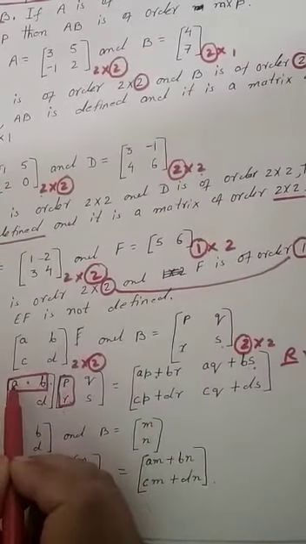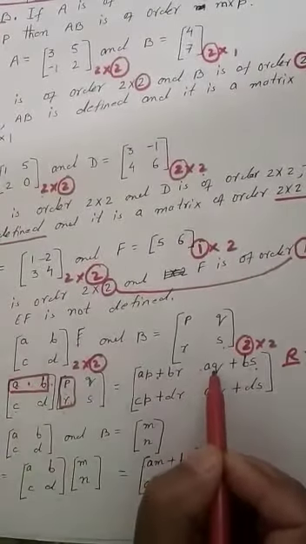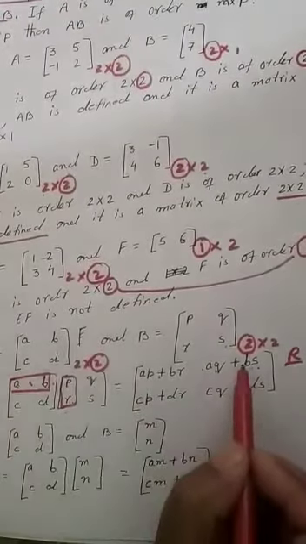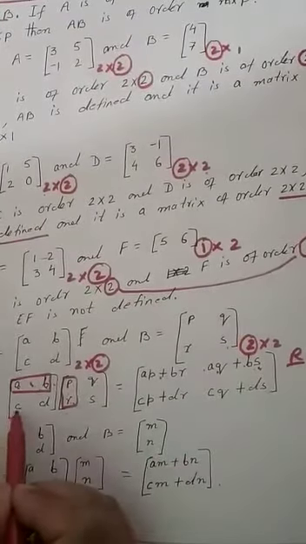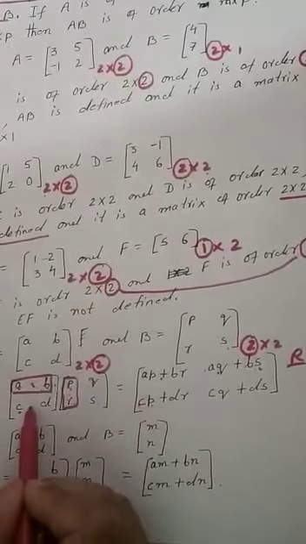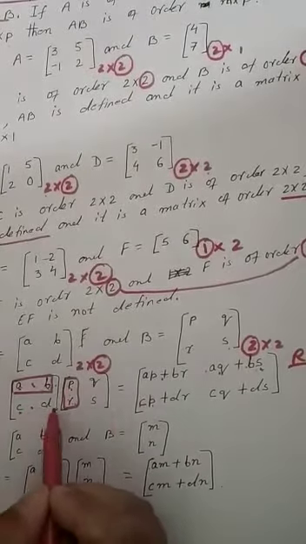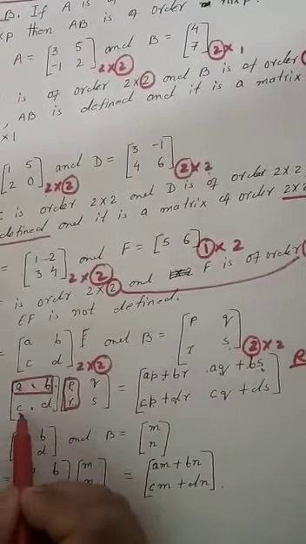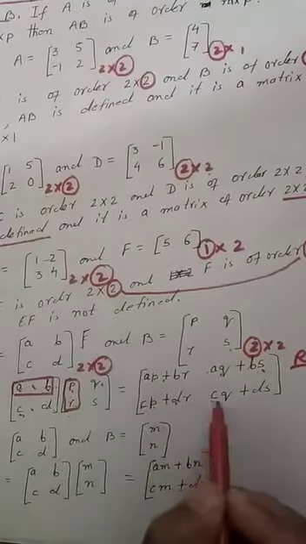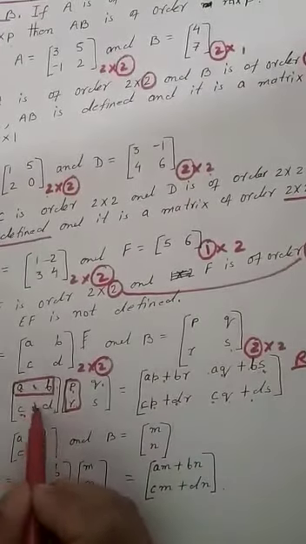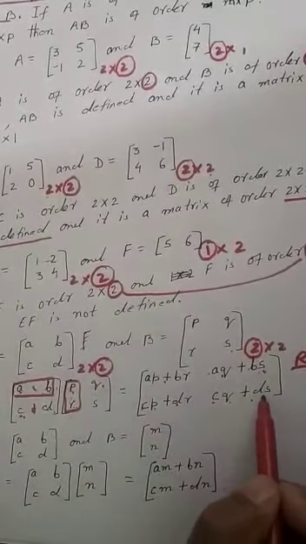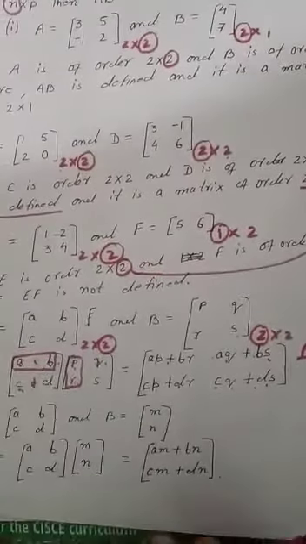Now AQ plus BS. Now CP, in the middle you write a plus sign, plus DR. Next is CQ plus DS. Now I'm going to give you one more example.